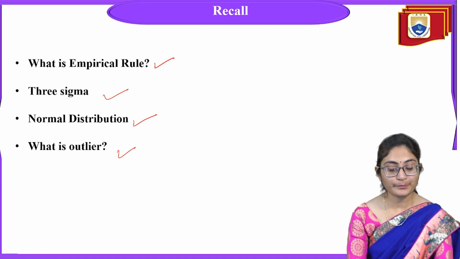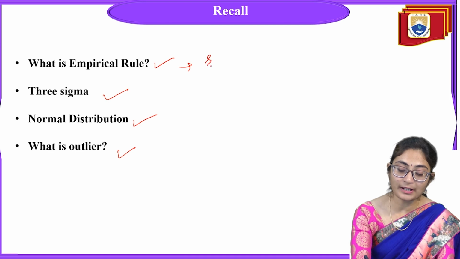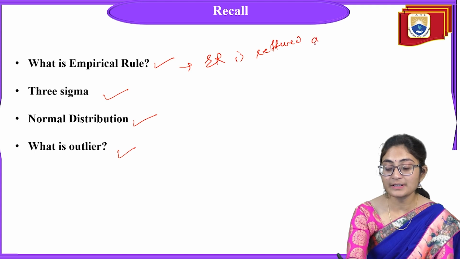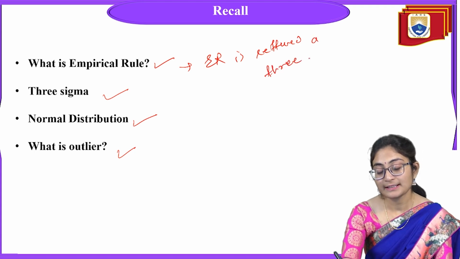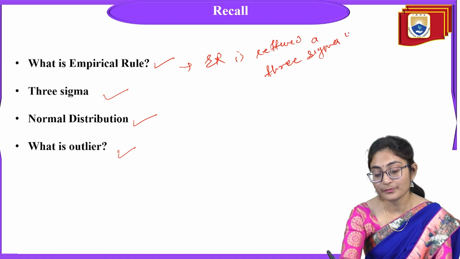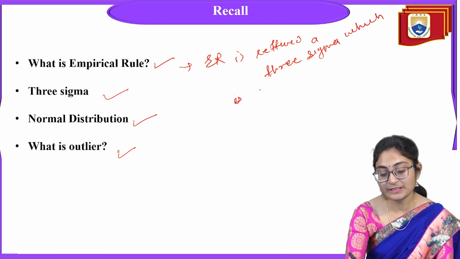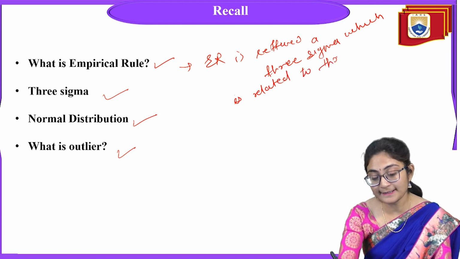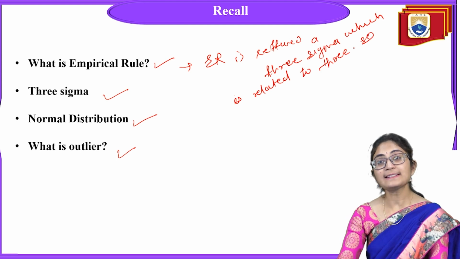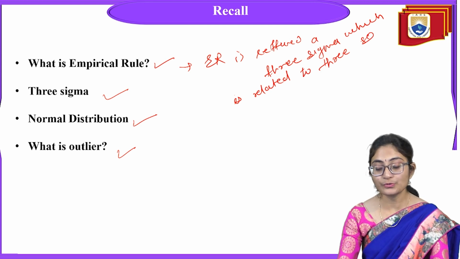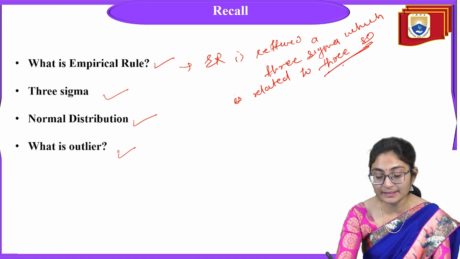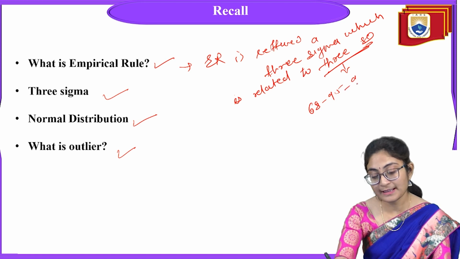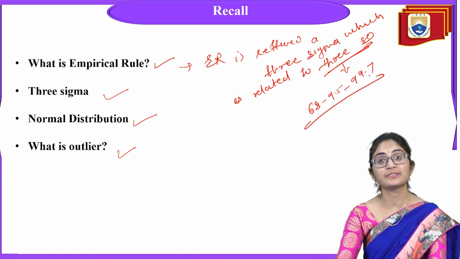What is the empirical rule? Actually, the empirical rule refers to 3 sigma, which is related to standard deviation, specifically 3 standard deviations. And these 3 standard deviations you know very well. Which are they? 68, 95 and 99.7.